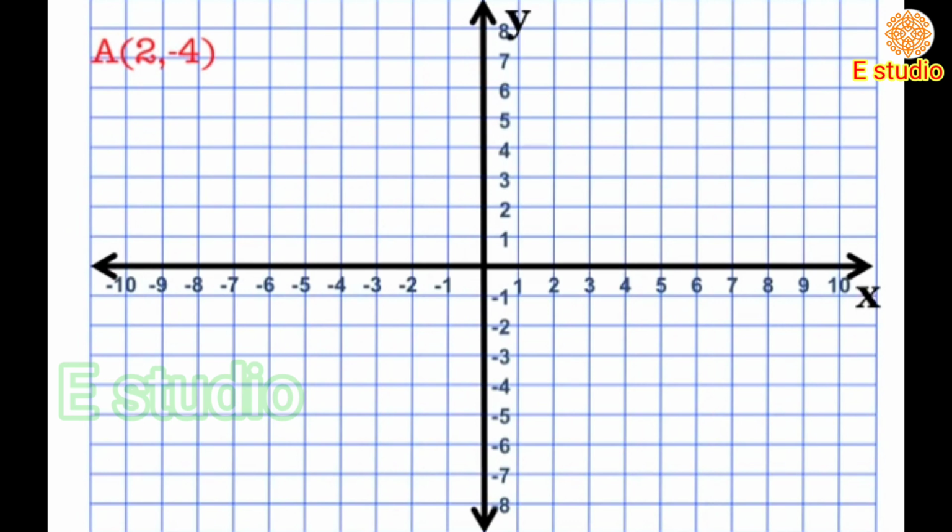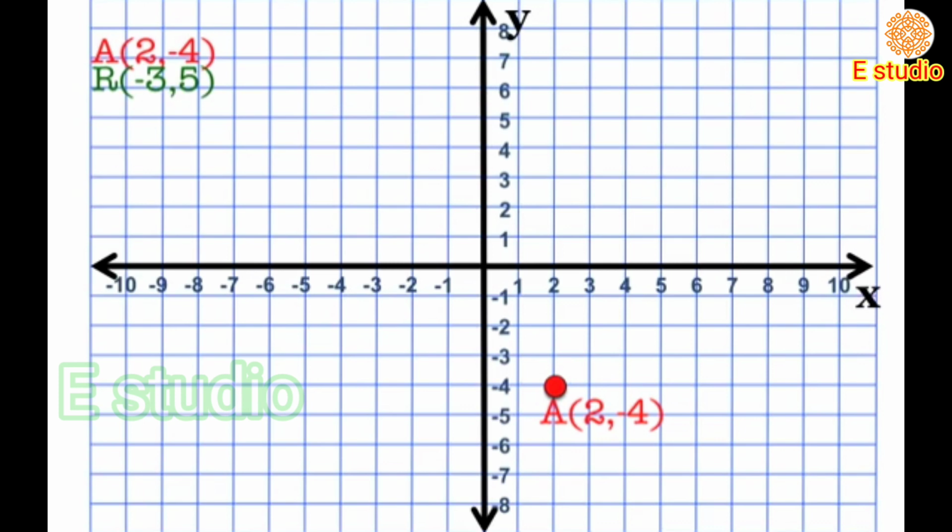Now let's say we have the point A at 2, -4. So we start at the origin, and then 2 is positive. So I'm going to move 2 places to the right. 1, 2. And then my y is -4. So I'm going to move 4 spaces down. 1, 2, 3, 4. And then I plot my point right there, and that's the point A, 2, -4.